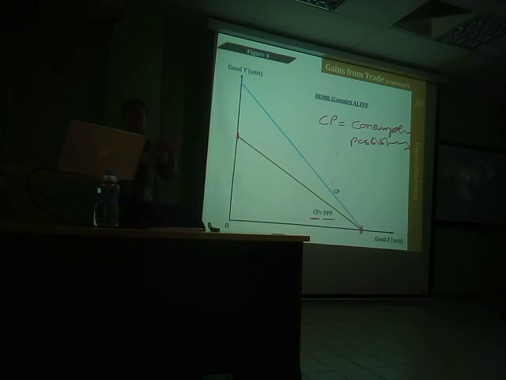Okay, this is a situation when the country doesn't trade with each other. When the country doesn't trade with other countries, what you see is the brown line. Whatever the country produces will be consumed within that country. Is that good? That is not good, because as a country, you don't produce everything.